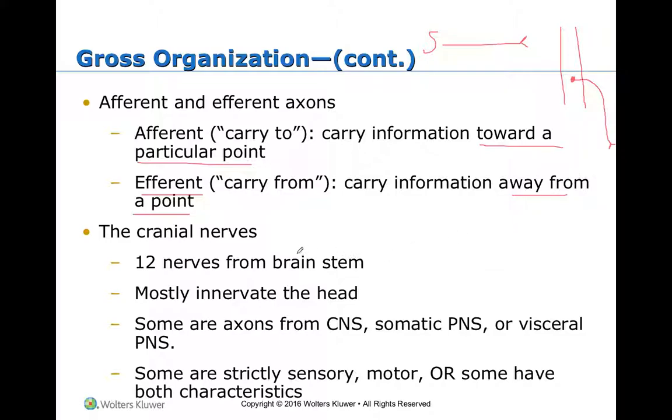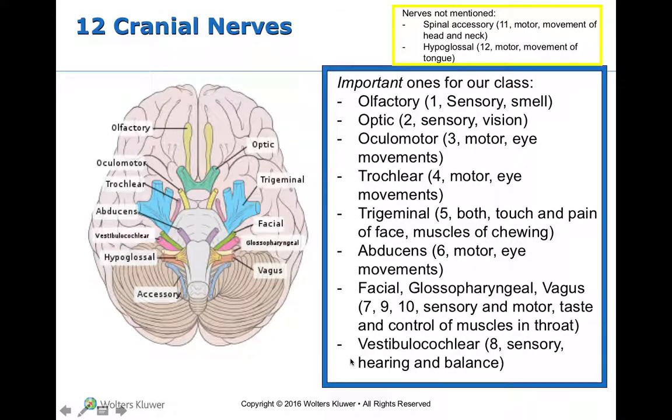There are 12 pairs of cranial nerves. Mostly they innervate the head, but some are axons from the central nervous system, some from the somatic peripheral nervous system or visceral peripheral nervous system, and some are strictly sensory or motor, or some of them have both characteristics, both sensory and motor. Now these are the 12 cranial nerves, and notice that all of them are important for our class. The only nerves not mentioned are the spinal accessory and the hypoglossal nerves, which are going to be discussed further in 376.